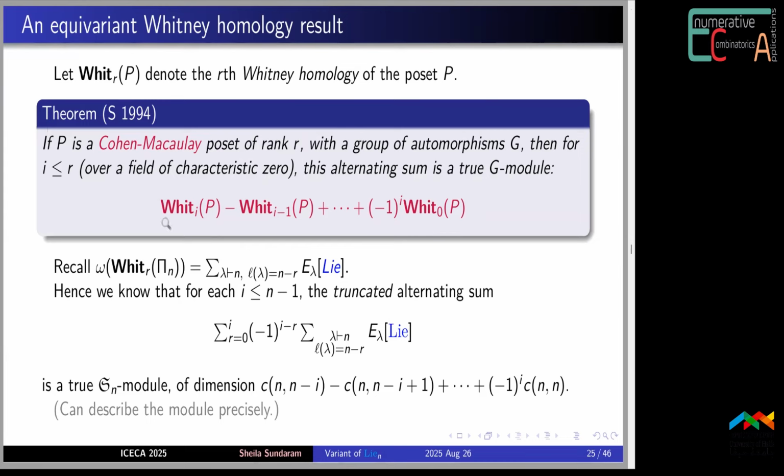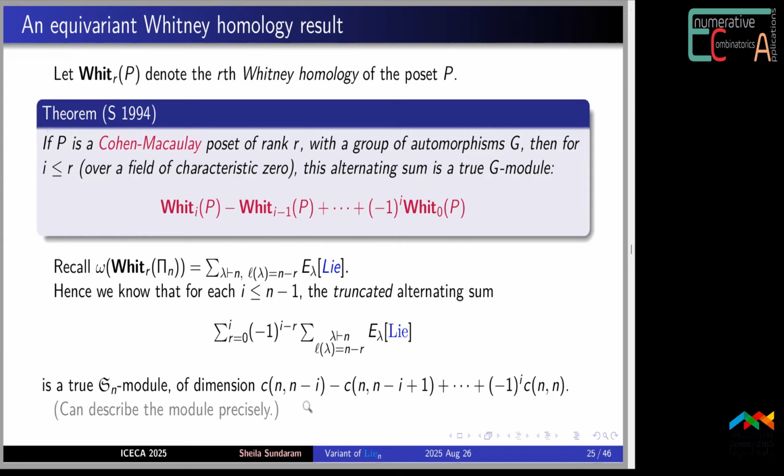So it's a fact that Whitney homology is acyclic. So if you took the full alternating sum from top to bottom, you will get 0. But what this is saying is you can truncate it anywhere and you will still get something that's a true G module. So what does this say for Lie and for our E lambda plethysm with Lies? It says that this truncated alternating sum is actually a true Sn module.